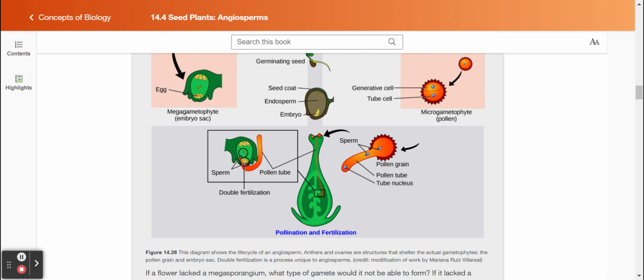Figure 14.26. This diagram shows the life cycle of an angiosperm. Anthers and ovaries are structures that shelter the actual gametophytes, the pollen grain and embryo sac. Double fertilization is a process unique to angiosperms.